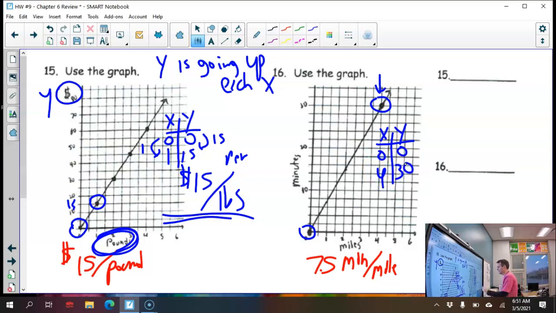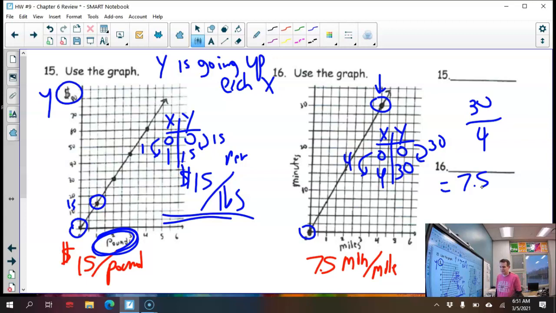And so in this one, it looks like when x goes up 4, y goes up 30. So if y is going up 30 for 4 x's, how much does y go up each x? And I get that by dividing, right? I always divide 30, the y, by the x. 30 divided by 4 is 7.5. So the y is going up 7.5 for each x.